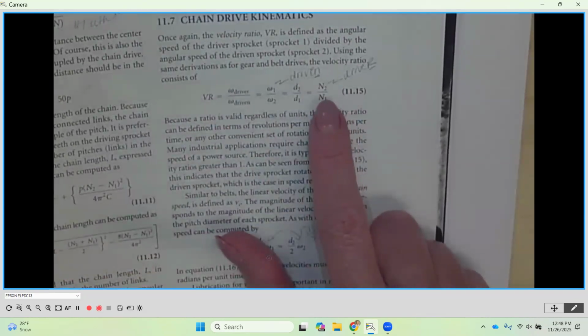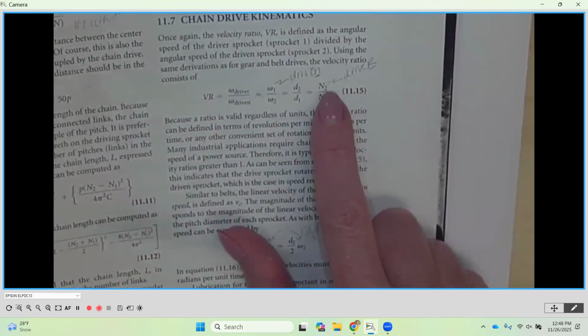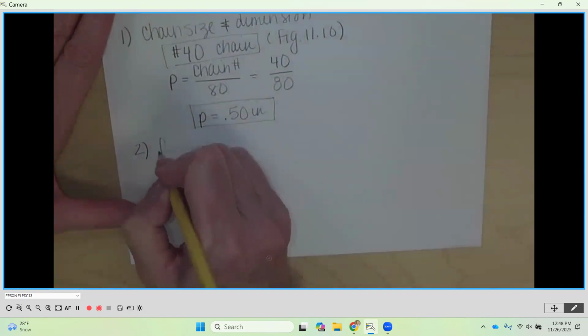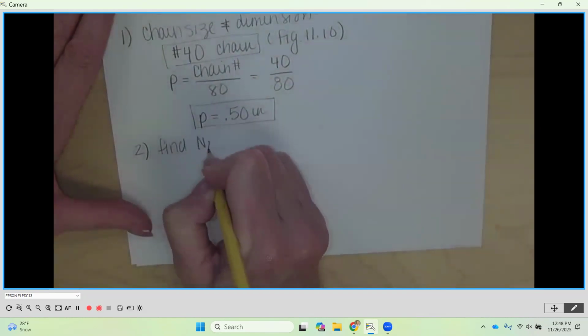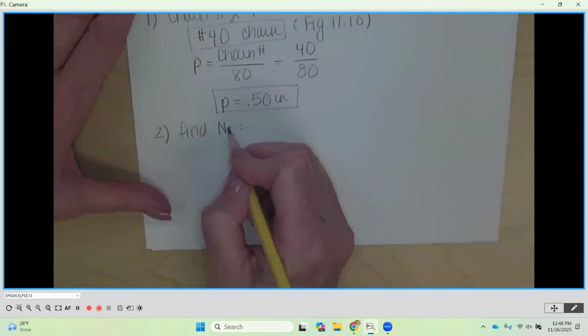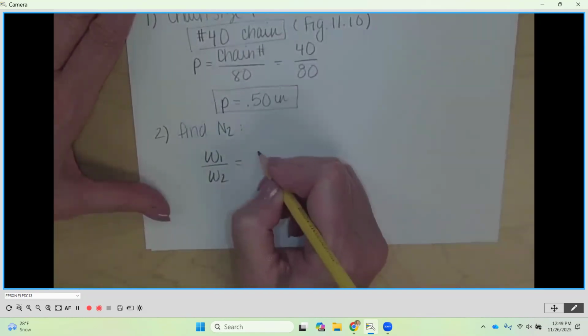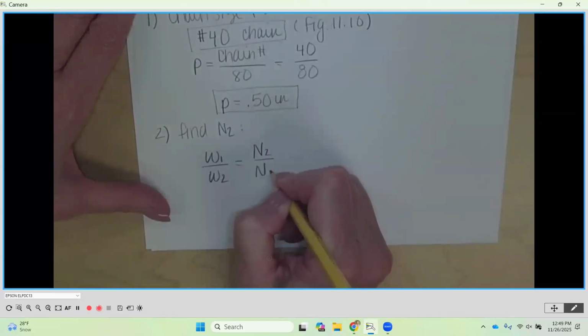So we're going to use the angular velocities and set them equal to the number of teeth, because we know what our driver speed is, we know what our driven speed is, and we know the number of teeth in our driver, but we want to find our N2. That'll be our only unknown. So find N2. We're going to say W1 divided by W2 is equal to N2 divided by N1.